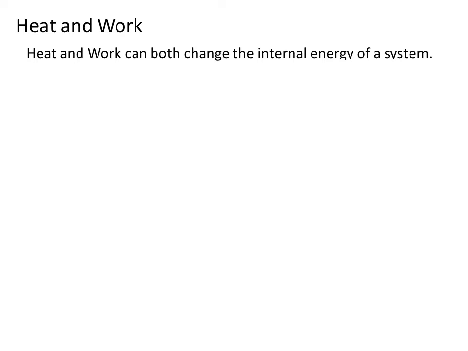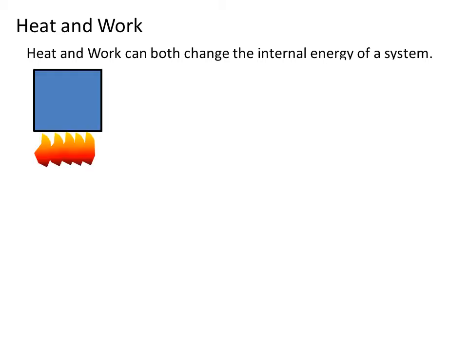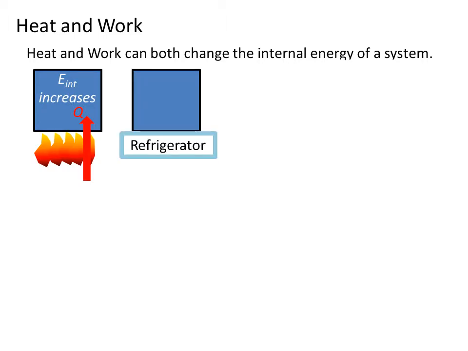In this lecture, we look at heat and work. Heat and work can both change the internal energy of a system. If we apply heat to a system, so Q flows in, the internal energy increases. If we use a refrigerator, it extracts the heat from the system, and the internal energy decreases.